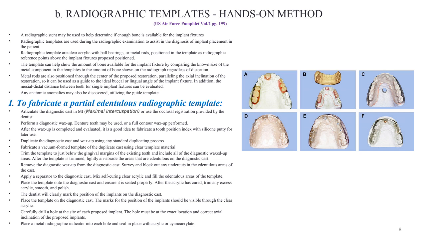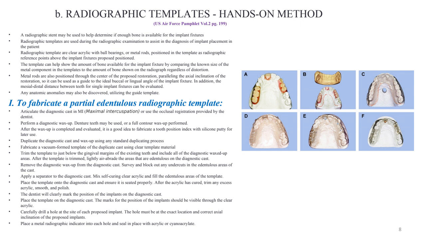So the steps for the fabrication of the radiographic template. First, articulate the diagnostic cast in maximal intercuspation or use the bite registration provided by the dentist. Perform a diagnostic wax-up. Denture teeth might be used or a full contour wax-up is performed. After the wax-up is completed and evaluated, it's a good idea to fabricate a tooth position index with a silicone putty for later use. So using a lab putty, we can take an index of the waxed cast.